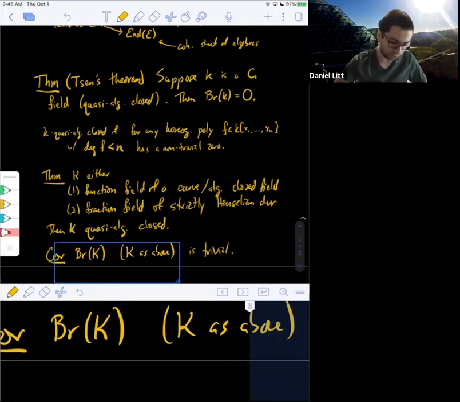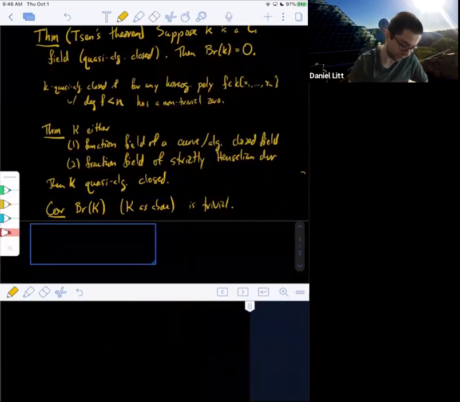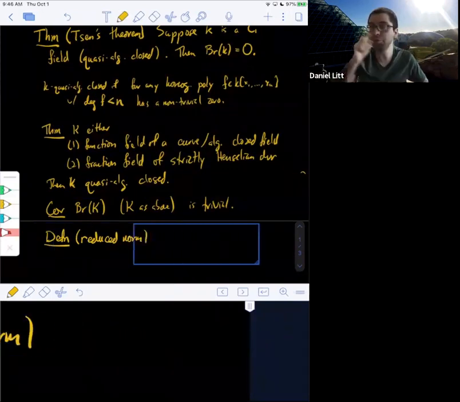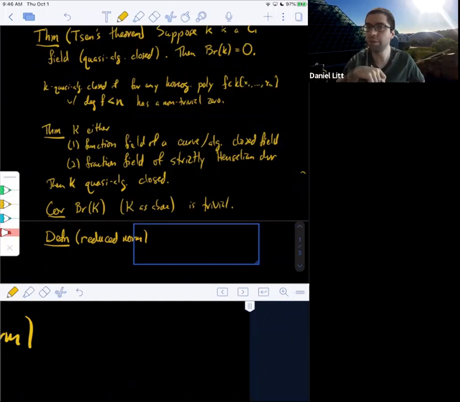All right, so I want to start by proving Tsen's theorem, and it's actually very simple with what we've done, but I'm going to need a definition, which is the notion of the reduced norm. The reduced norm is to Azumaya algebras, so endomorphisms of twisted sheaves, what the determinant is to matrix algebras. And that's actually the definition.